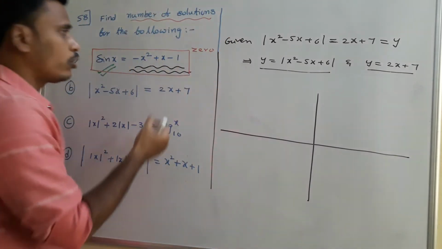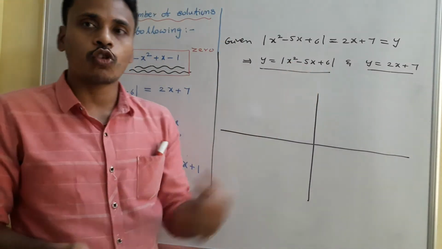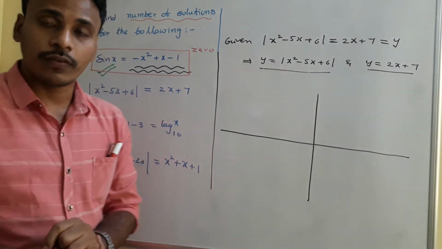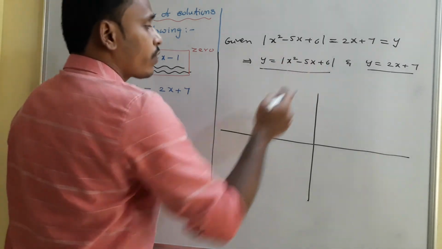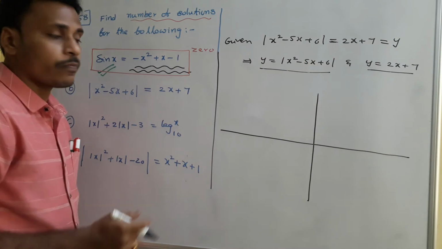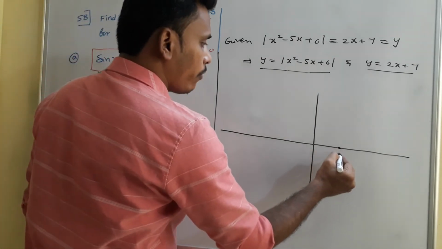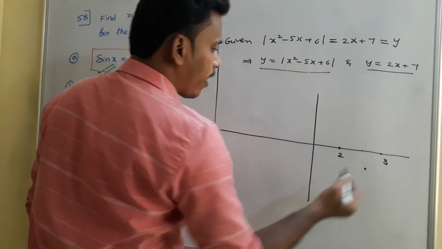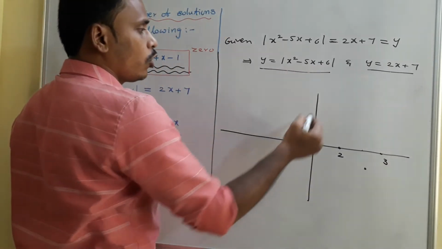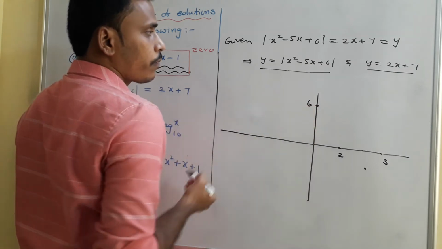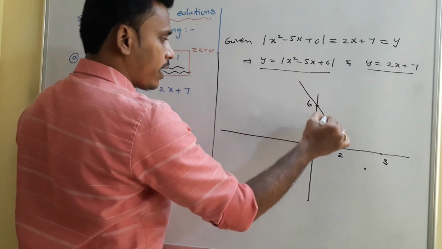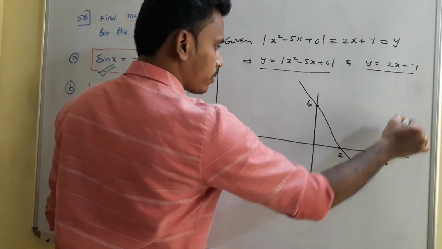First of all, think about the graph of modulus of x squared minus 5x plus 6. For x squared minus 5x plus 6, the roots are 2 and 3. So 2 is one root and 3 is another root. As we know, at the midpoint of these two, we will have the peak. And if you replace x with 0, the graph passes through 6. So y equals modulus of x squared minus 5x plus 6 is a quadratic graph and the graph will be like this.